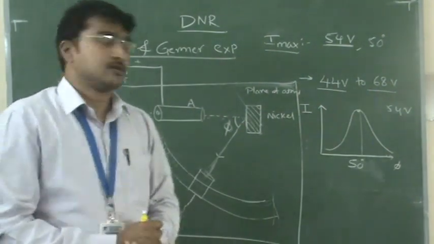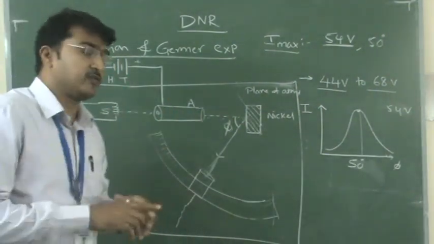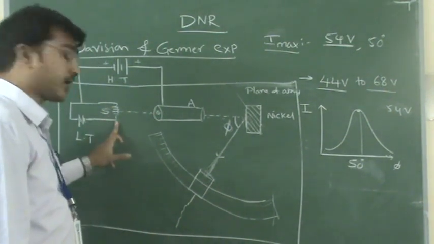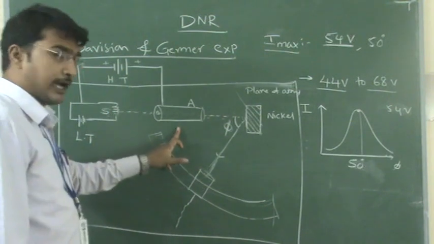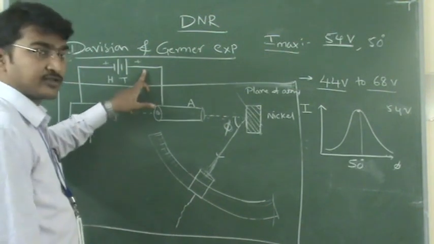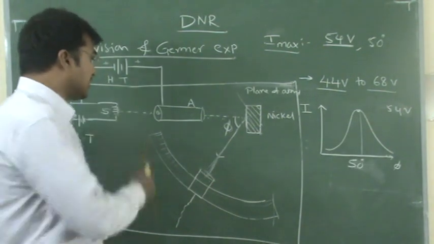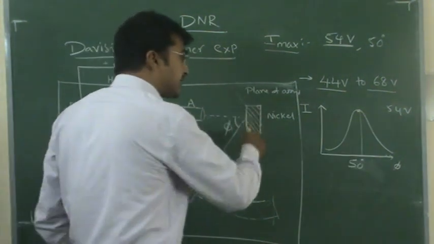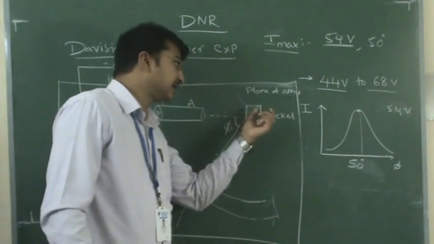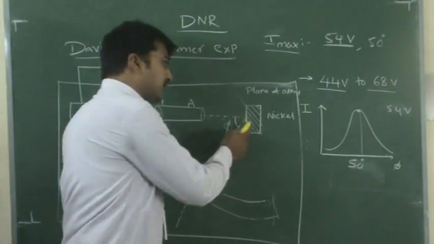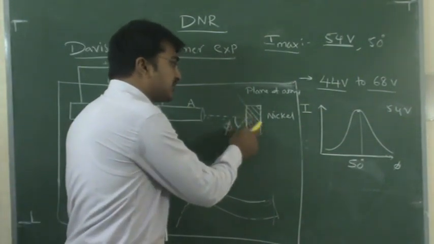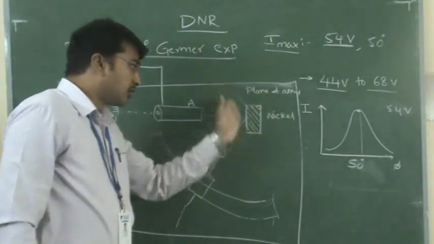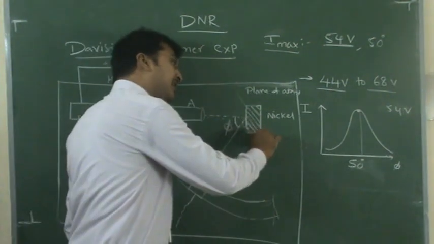So these are the experiments. Once again, briefly, we will go through it. We take a tungsten filament, which is connected to low tension, and an anode. These are connected to high tension to give the accelerating potential. The beam of electrons passes in a straight line through the anode and is incident on heavy metal like the nickel crystal, and it is scattered not along the plane of atoms but along the diagonal of the plane of atoms.